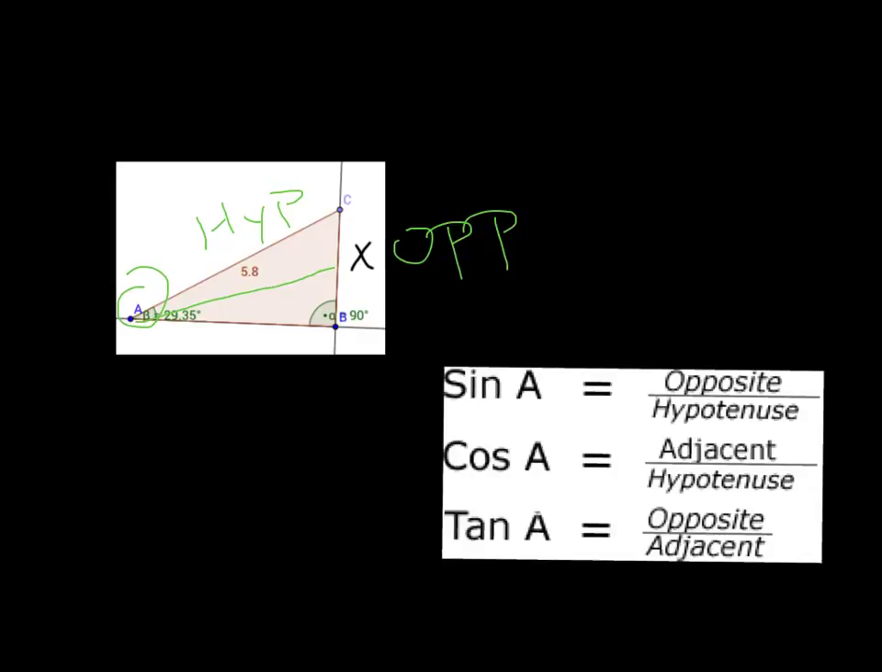By the way, the other word, adjacent. Adjacent means, what's it mean? It means next to you. It's the wall next to you. And the hypotenuse is always called the hypotenuse, never an adjacent. All right, so let's solve that one problem we had.